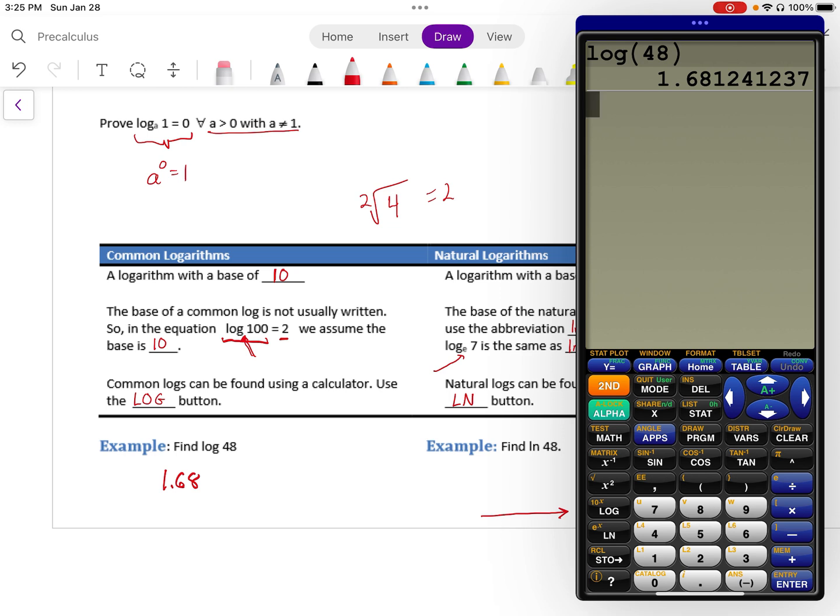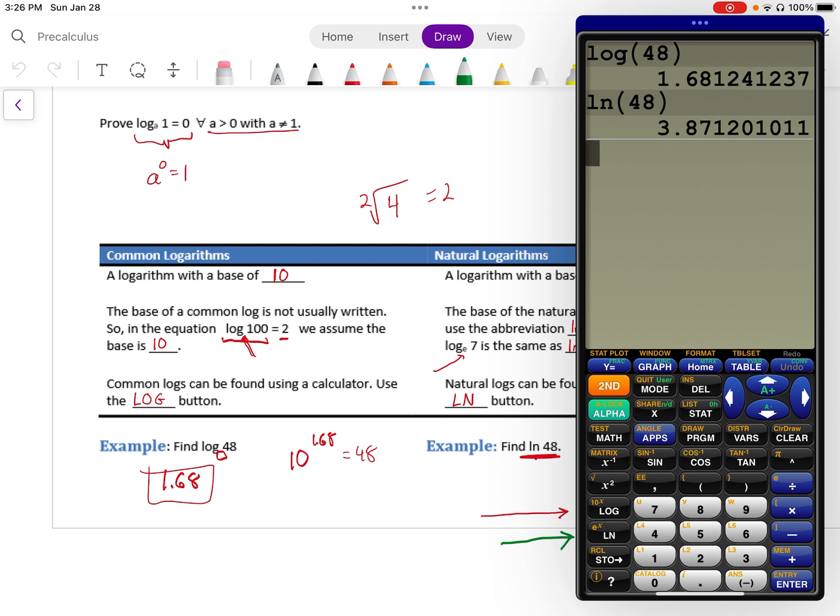So that's how you find it. Just to let you know, that means that 10, because that's our base, to the 1.68 is equal to 48. That's what it means when we get an answer of 1.68. Next one, find natural log of 48. Well, natural log, that button's right below it. So we're going to hit natural log 48, and that is approximately 3.87.